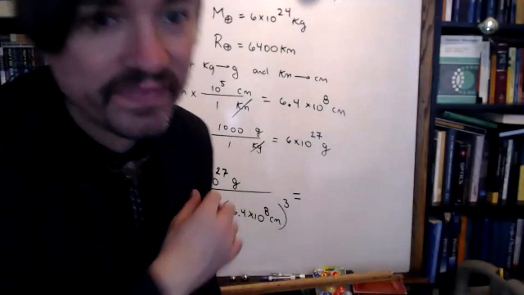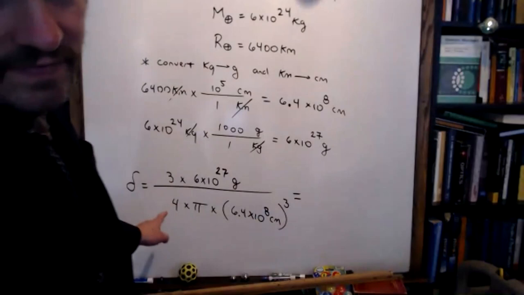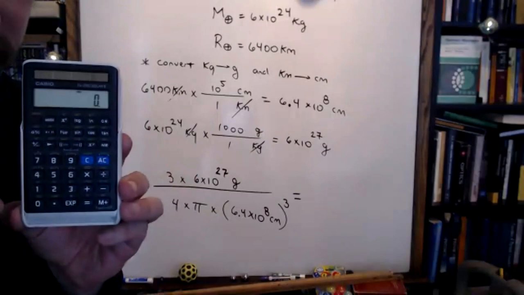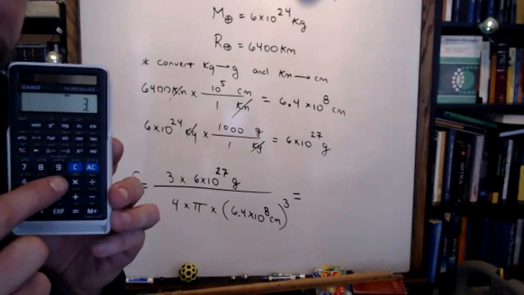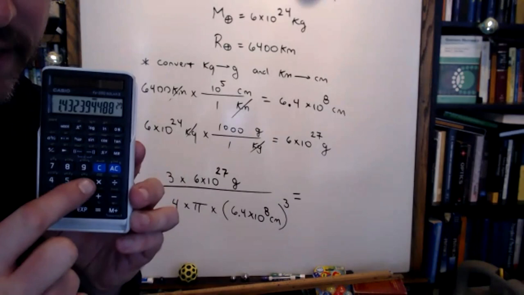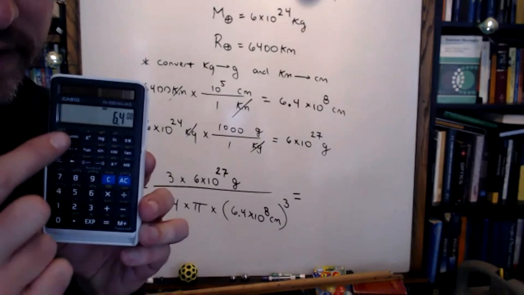Cam, we're still doing it wrong. Let me tell you what I think is going on, Cam. We have to divide by 4, divide by pi, and divide by that. So let's watch me do it. I'm trying to see the equation and punch. So 3 times 6 exp 27, divide by 4, divide by pi, divide by 6.4 exp 8 shift cube, and then equals.